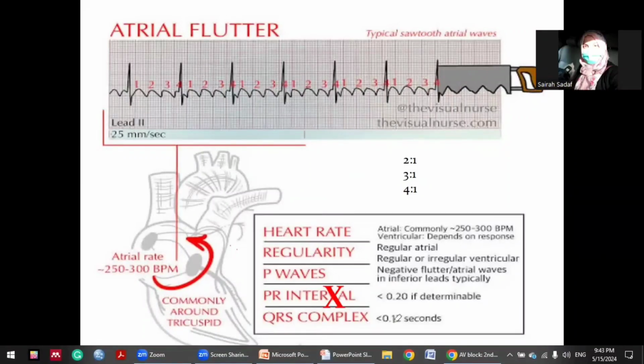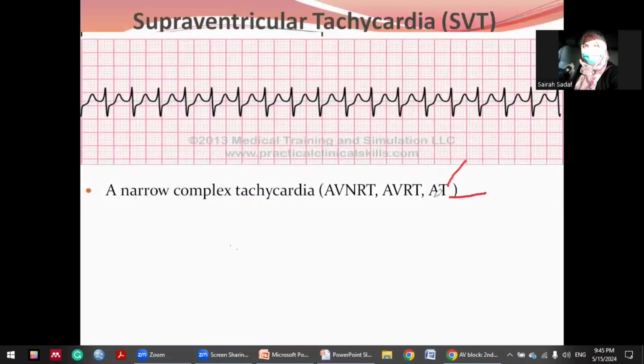And QRS complex: the duration of the QRS complex will be normal. Not only normal, it will be less than 0.12 seconds or 3 small squares. These all are examples of SVT, narrow complex tachycardia, where the rhythm is regular.